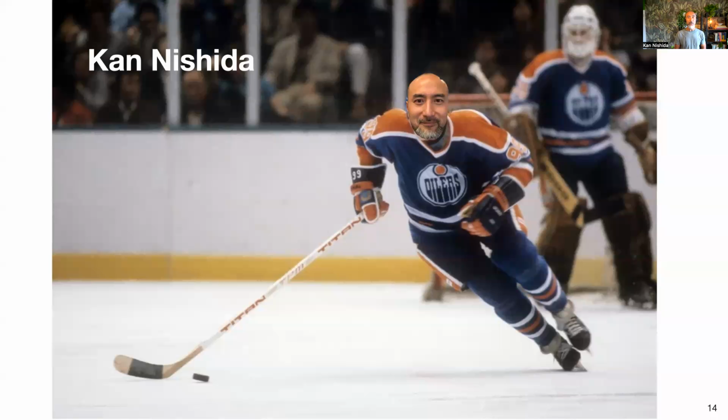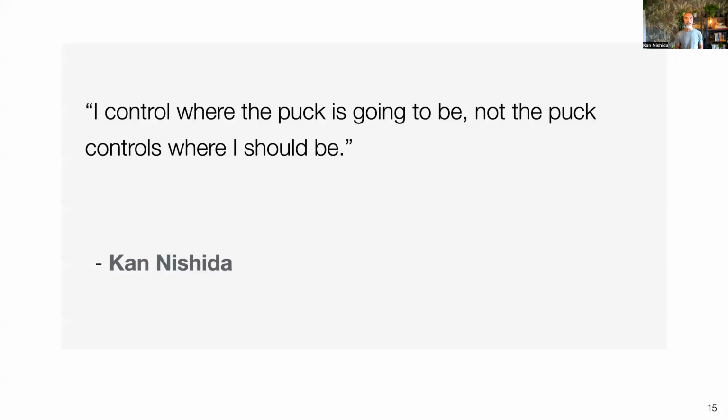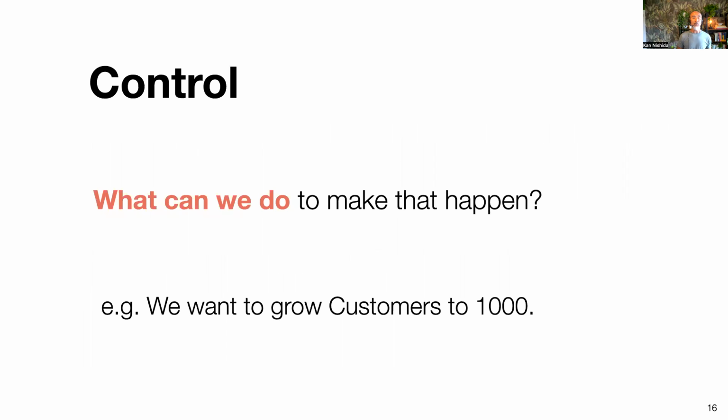But then there was another great ice hockey player called Kan Nishida. I just made it up, but his thing is, I control where the puck is going to be, not the puck controls where I should be. So control is another element that's as important as prediction, because then what can we do to make that happen?